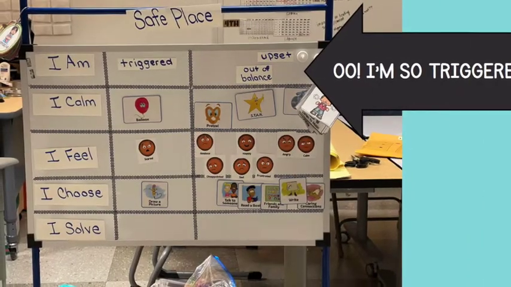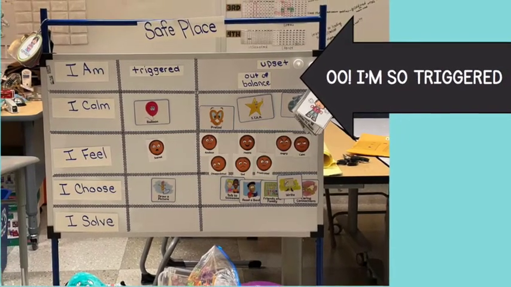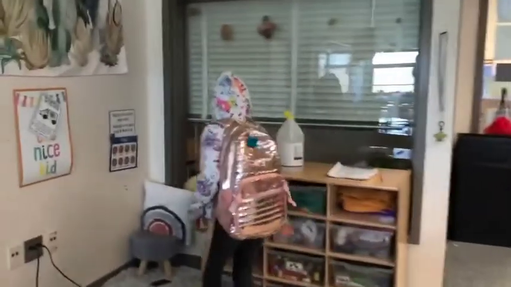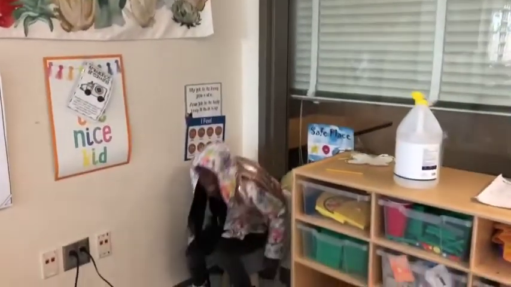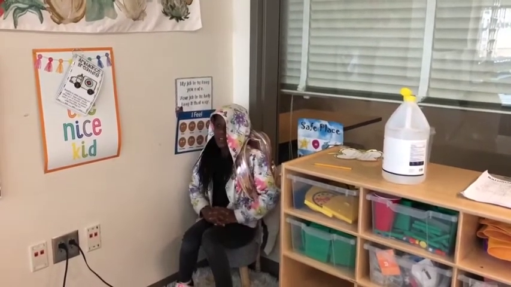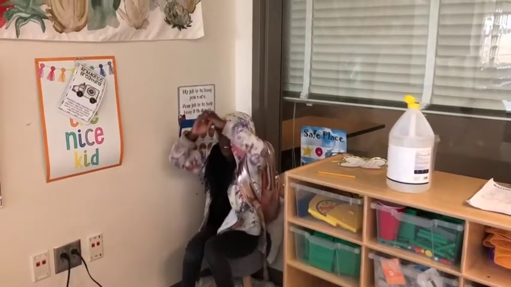The first of these steps is used to figure out what set them off. Are they triggered, upset, or just out of balance? Next, the student can use a breathing technique to calm down. Here we have one of my students using my favorite, the balloon breaths. You put your hands on your head and breathe in to inflate your balloon. As you exhale, deflate your balloon.